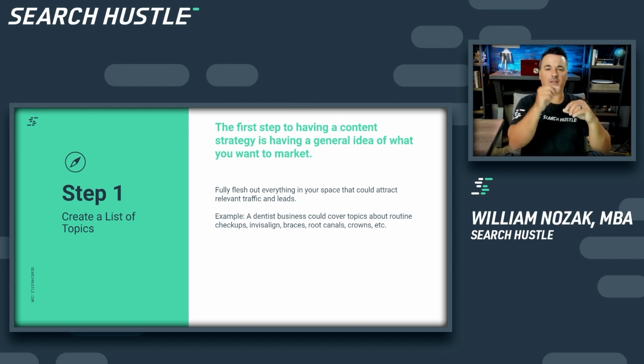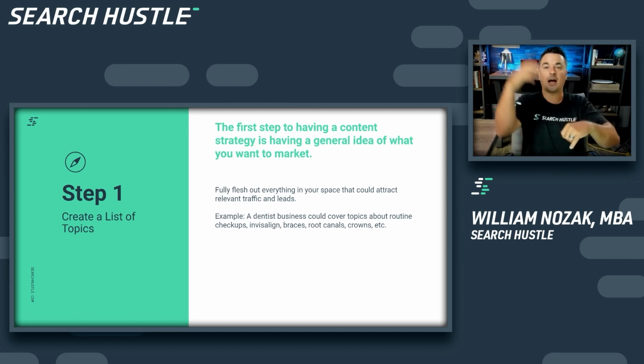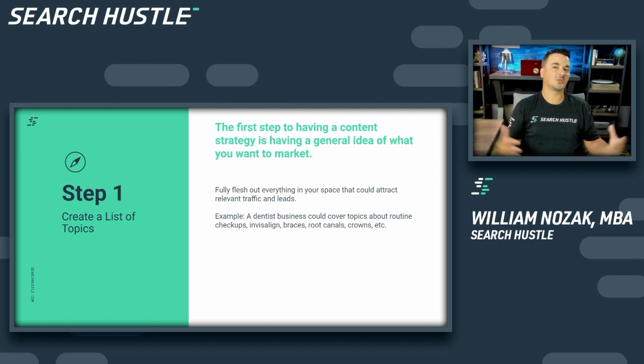And we don't want to have one keyword, one blog. We want to have keyword cloud blog. So we're talking 1,000 words to 5,000 words occasionally, sometimes 750. That can be the case. So fully flesh out everything in your space that could attract relevant traffic leads. And once we get that fleshed out, then we're going to get our writers on board.